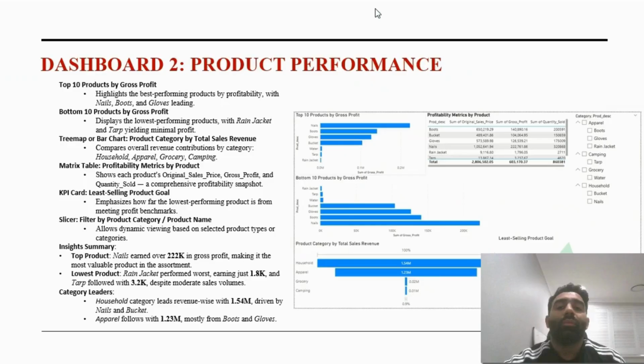Moving forward to dashboard 2, which tells about product performance. According to the graphs, bars and dataset, we can summarize that the top product was nails, which earned over 222k in gross profit, making it the most valuable product in the assortment. The lowest product was rain jacket, which performed worst, earning just 1.8k, and tarp followed with 3.2k despite moderate sales volume. The category leaders: the household category leads revenue-wise with 1.54 million, driven by nails and bucket. Apparel follows with 1.23 million, mostly from boots and gloves.